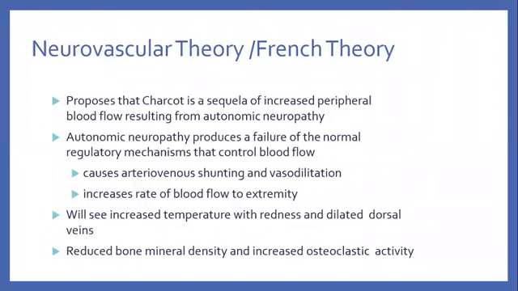The neurovascular theory, or the French theory, proposes that Charcot is a sequela of increased peripheral blood flow resulting from autonomic neuropathy. Autonomic neuropathy produces a failure of the normal regulatory mechanisms that control blood flow. It causes arteriovenous shunting and vasodilatation, as well as increases the rate of blood flow to the extremity. We will see increased temperature with redness and dilated dorsal veins, as well as reduced bone mineral density and increased osteoclastic activity.